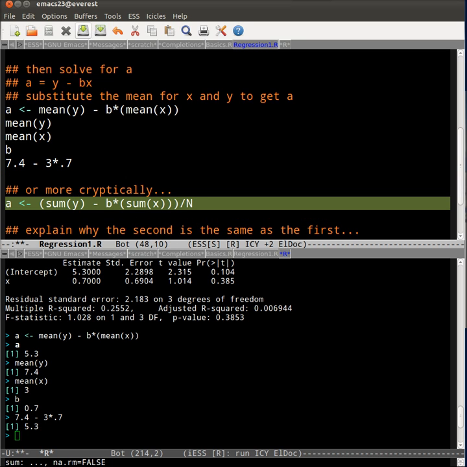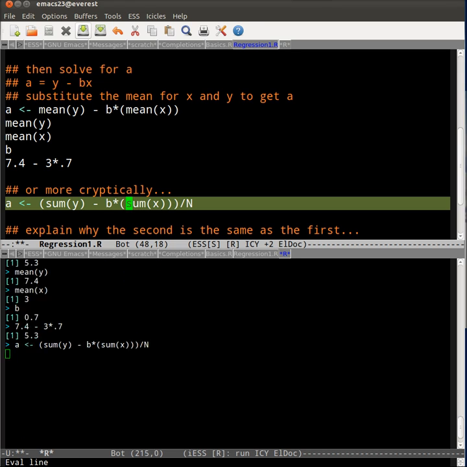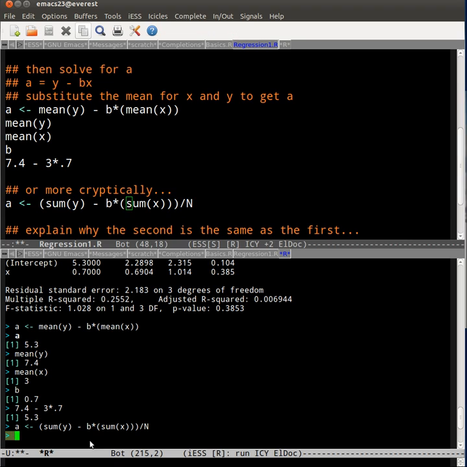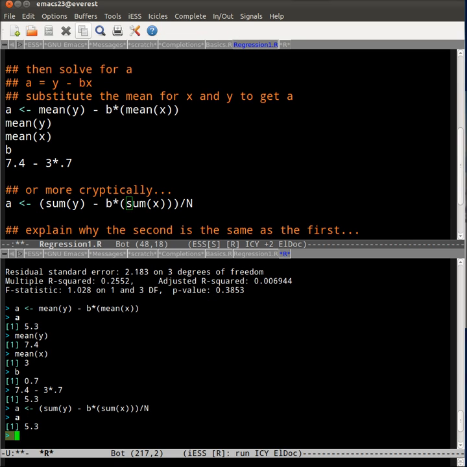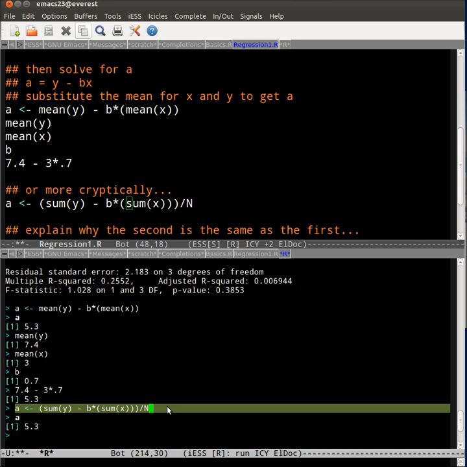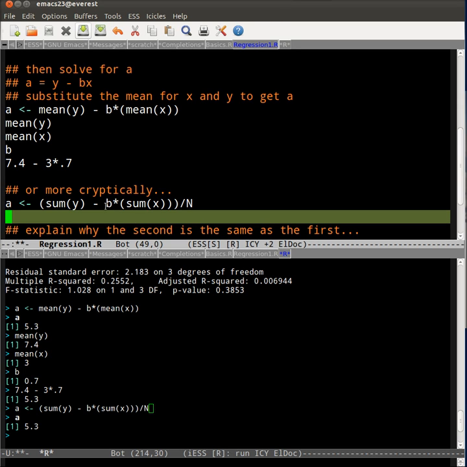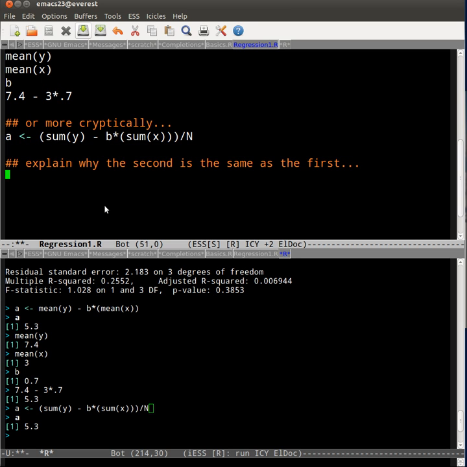There's a more cryptic formula for this, and that is a is defined as the sum of y minus b times the sum of x, divided by n. And if I take that calculation and do a here, you see it's 5.3. So no matter how I calculate it, whether I do the means or I do it this more cryptic way, you'll know that this second equation is identical to the first one. Why? Well, what's a mean? I'm going to put comments here. Mean is equal to the sum of the x's divided by n, right?